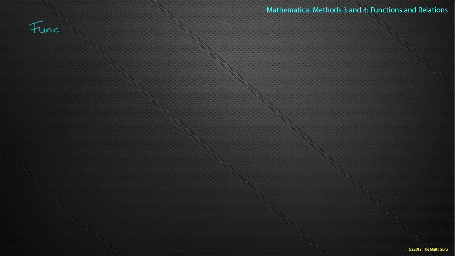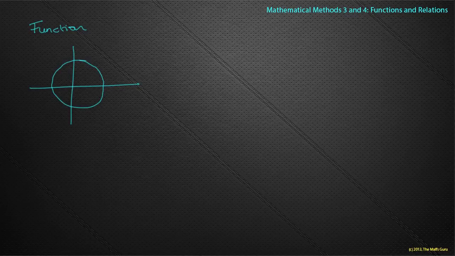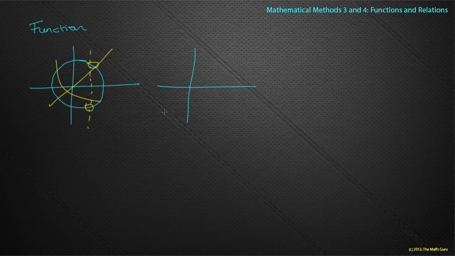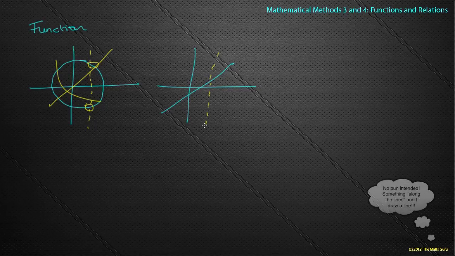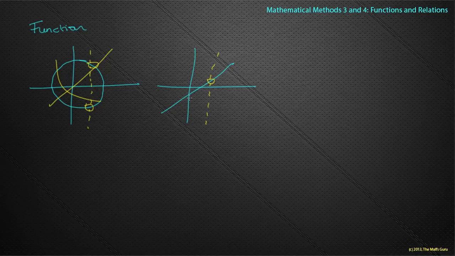Well, in its basic terms, what I've just learned, or what I can pass on to you, is that a function is something where, if you draw a vertical dotted line through a graph, it only crosses in one point. So if I have a circle, for example, and I draw a vertical line somewhere through that, because it crosses in two places, that is not a function. With a straight line, if I draw a vertical line anywhere through, it only crosses once, and that is a function.